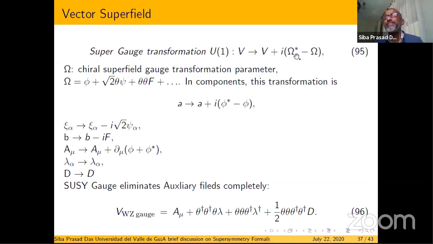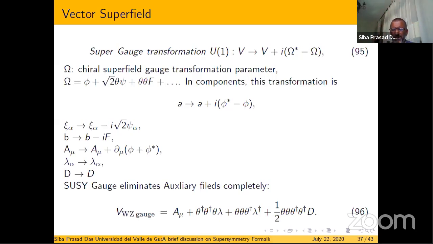This omega and omega star are chiral superfields, the chiral superfield gauge transformation parameters. Because this is a gauge transformation, you have to have a component match, and you can understand that. This is called the supersymmetric gauge or the super gauge transformation. This is the most important result.